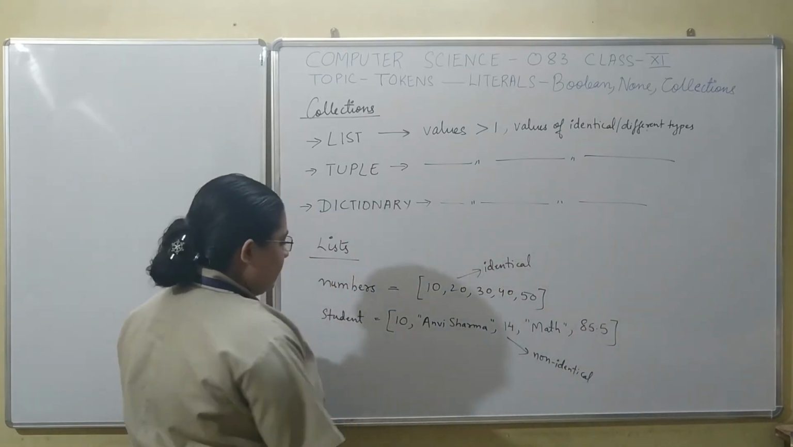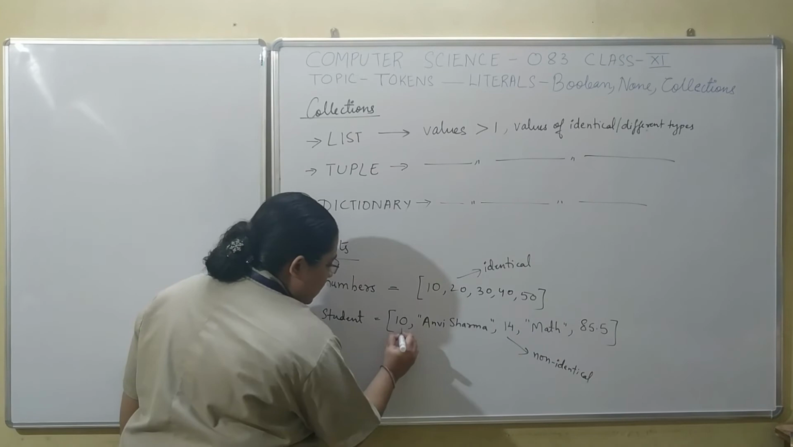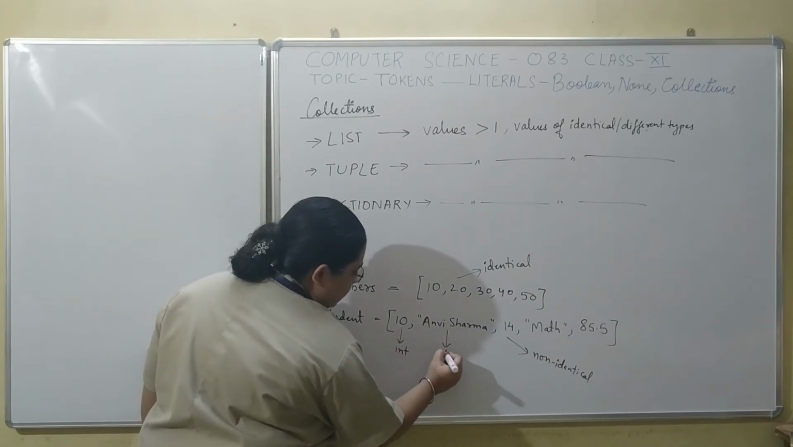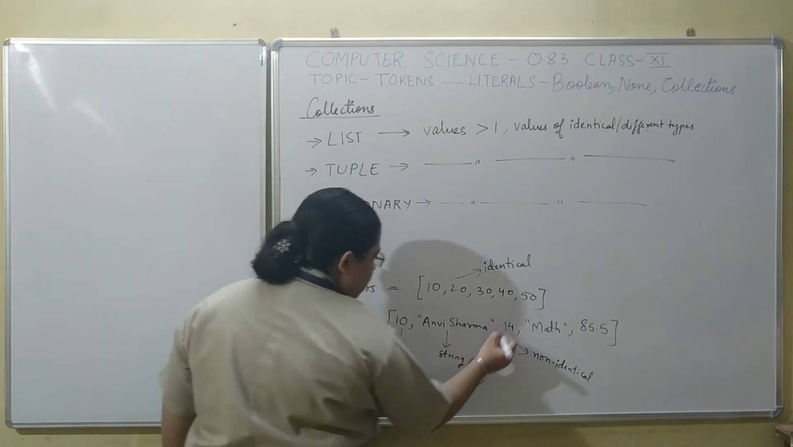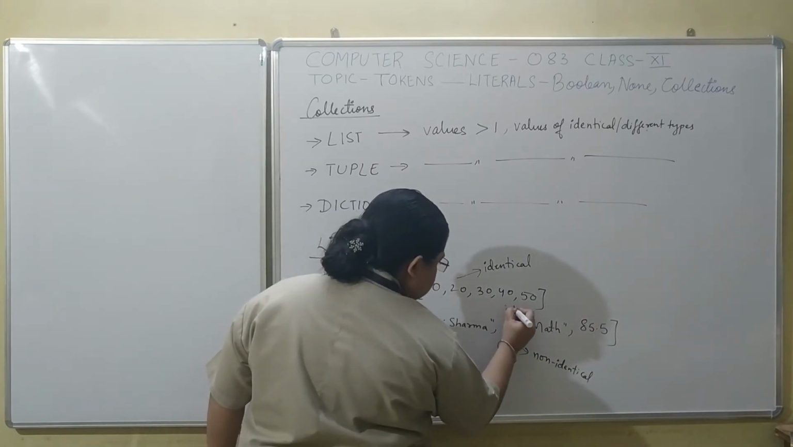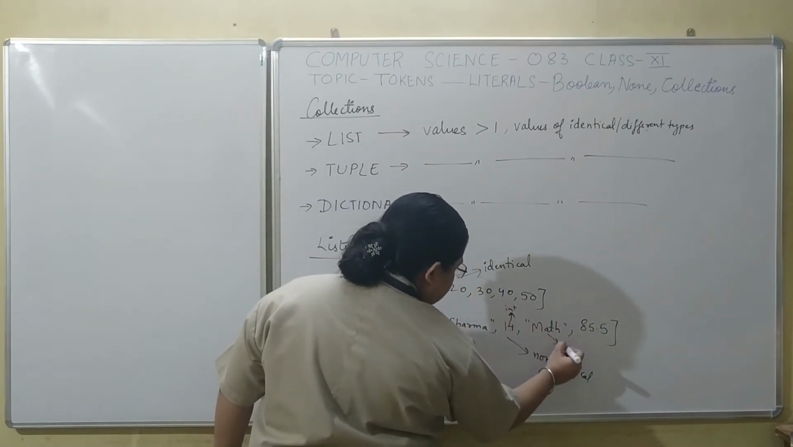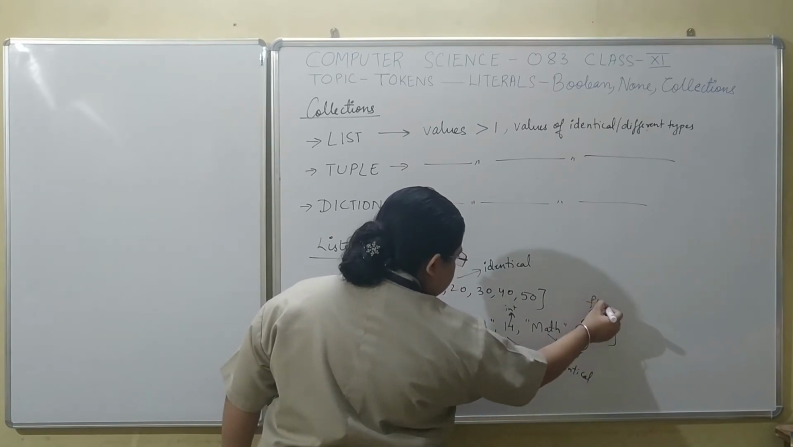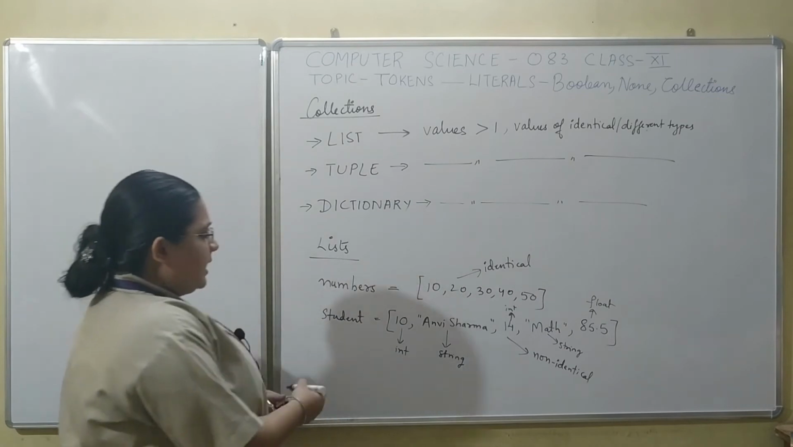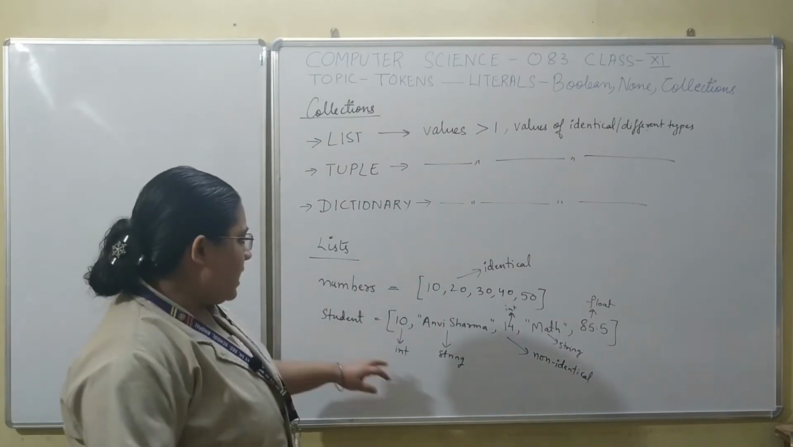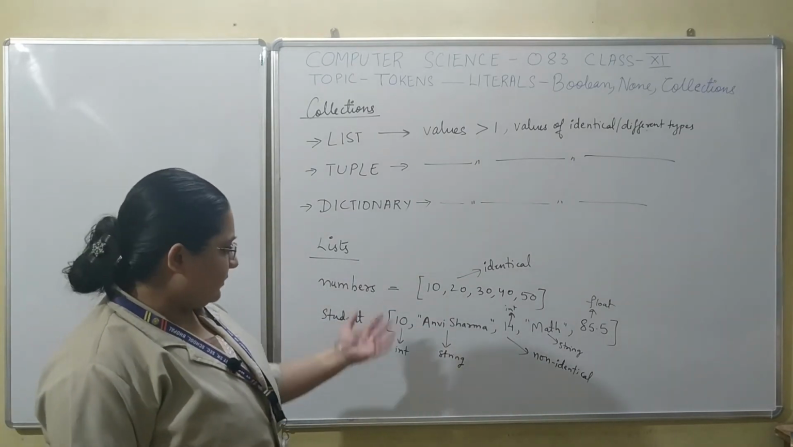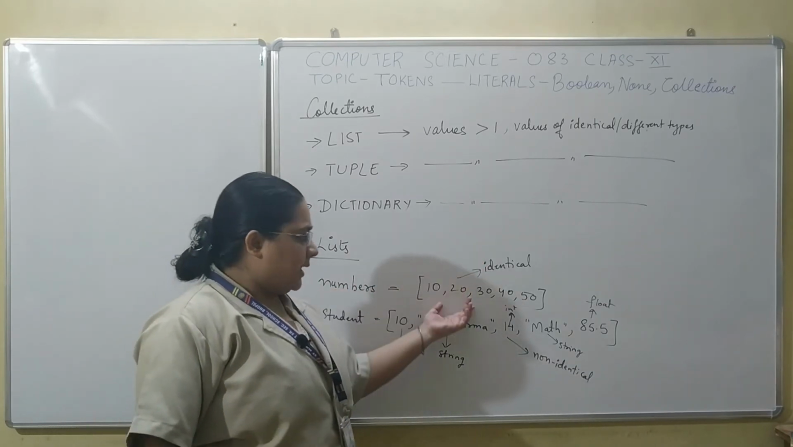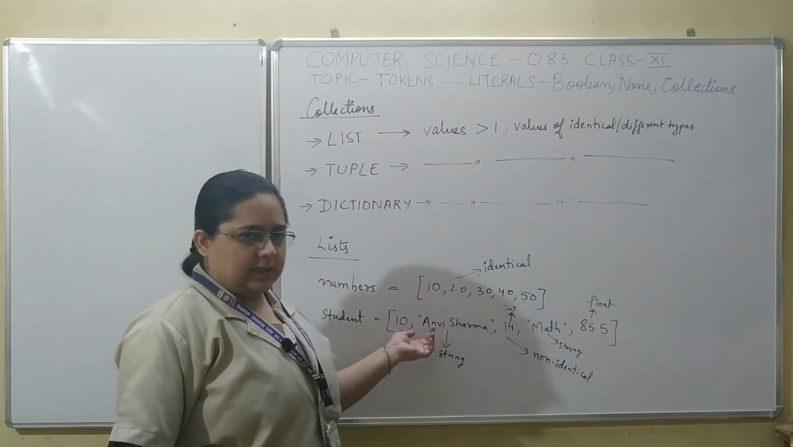So you can see this 10 is what? Integer. Anvi Sharma, this is string. 14 is again integer. Maths is again string. And this 85.5 is float. So this way you can store a mix of values of different data types also in a list, or values which are of identical types also in a list.